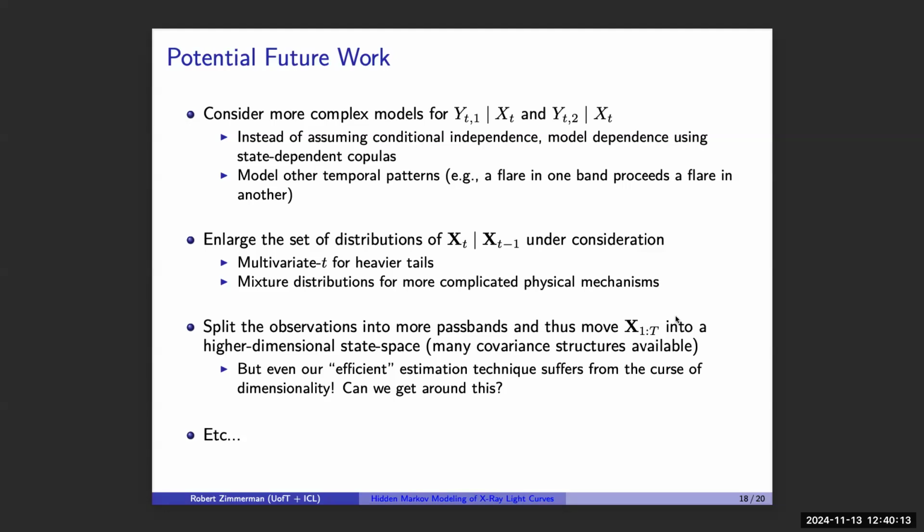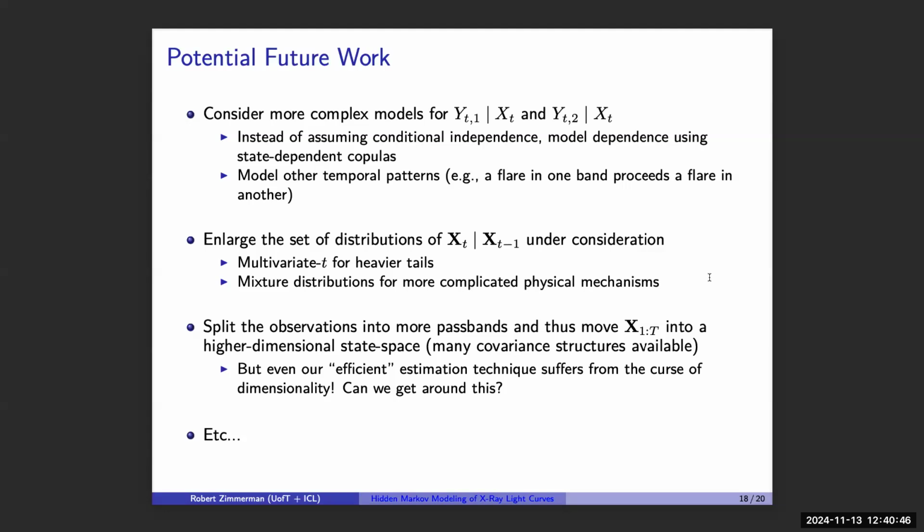And these temporal patterns can be generalized considerably. We can also look at the state process itself, the conditional state process. Right now we have a standard vector autoregressive process, and that assumes that these conditional distributions are multivariate Gaussian. But you can relax that assumption. You can swap that with, say, multivariate T distributions if you want heavier tails, or even mixture distributions for more complicated physical mechanisms. Then it becomes a bit harder to fit, but in theory, it's still doable.